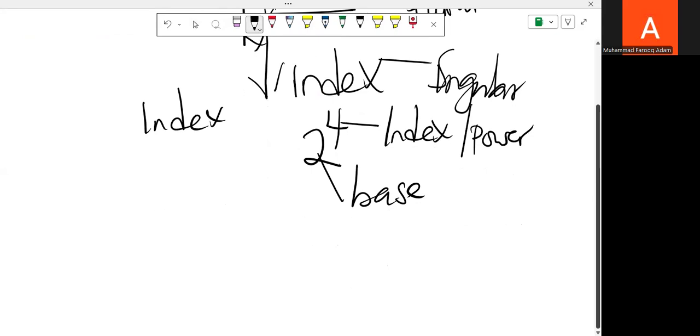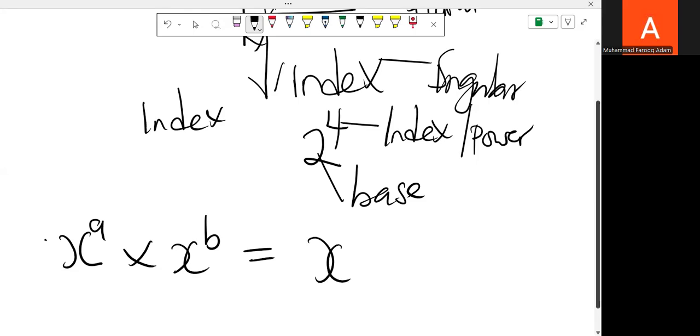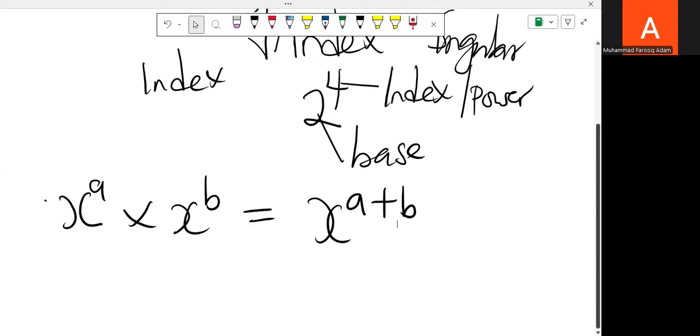So the first law of indices states that x to the power of a multiplied by x raised to the power of b is equal to x to the power of a plus b. And this is valid when the bases are the same.